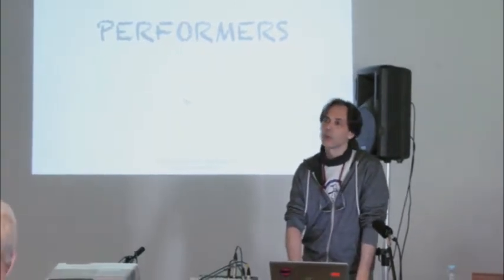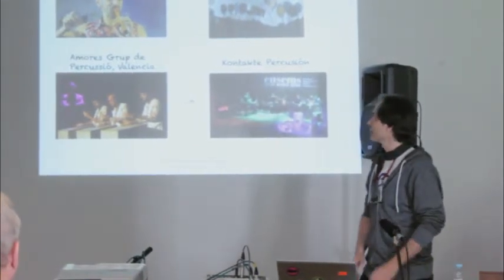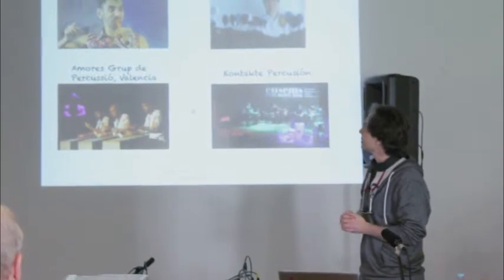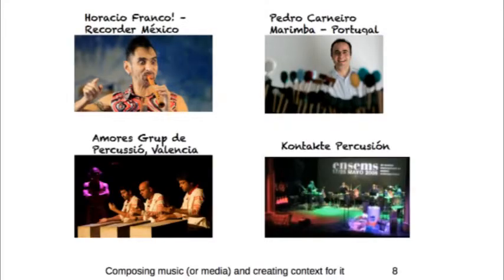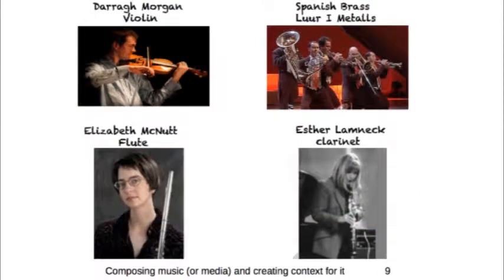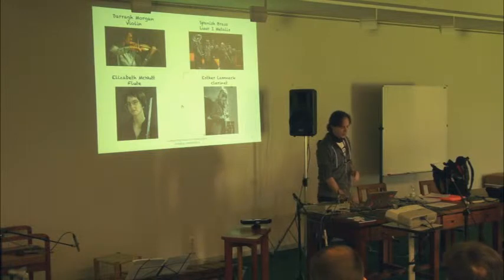My challenge has always been, what can I do that no other composer has done in the past? So I have worked with someone like Horacio Franco, who is probably one of the most well-known musicians in Mexico at the minute, a recorder player, very eccentric, an absolutely gorgeous performer. Pedro Carneiro also worked here in the past. Amores Percussion Group in Spain, Contacte percussion group, people like Darragh Morgan, a very good violin player, the Spanish brass ensemble Luring Metals, one of the finest ensembles for brass in Spain, and as part of the Tornado project with Elizabeth McNutt and Esther Lamneck, and now more recently with Mikel.